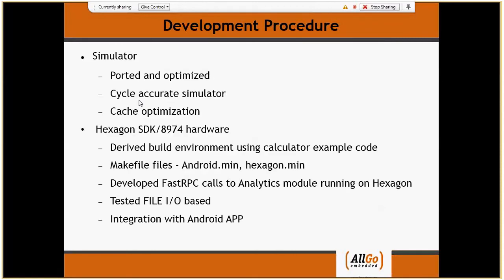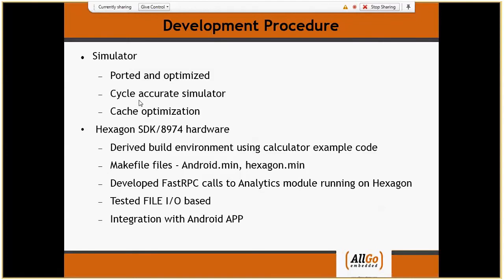So moving ahead, what was the development procedure which we followed? We first ported to the simulator. We ported and optimized so that we get the best optimization, like trying assembly code, using some of the intrinsics, and seeing if some cache-related optimization helps. The simulator provides good analysis of the cache and how the cache performs, so we used the simulator for this first level of development.